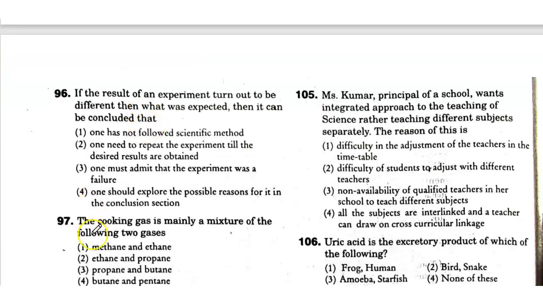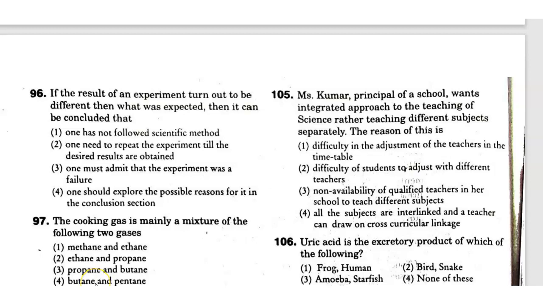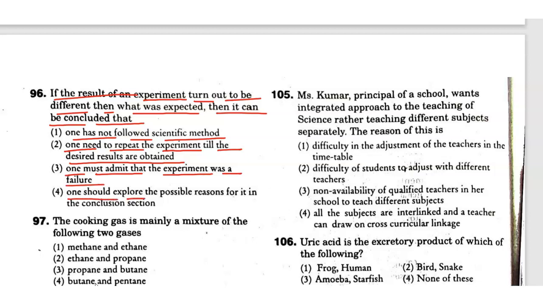Okay, now move to the next question, that is 96. If the result of an experiment turns out to be different than what was expected, then it can be concluded that one has not followed the scientific method. Second is one needs to repeat the experiment till the desired result is obtained. Third, one must admit that the experiment was a failure. And fourth, one should explore the possible reason for it.